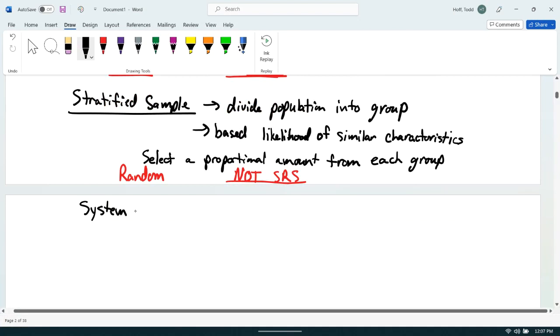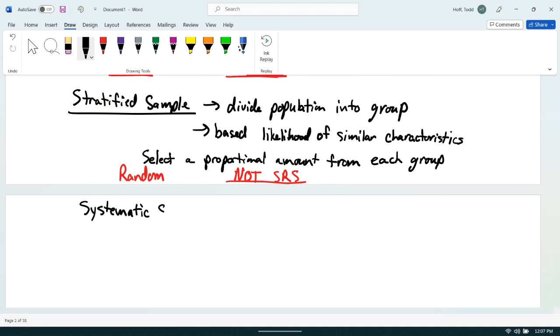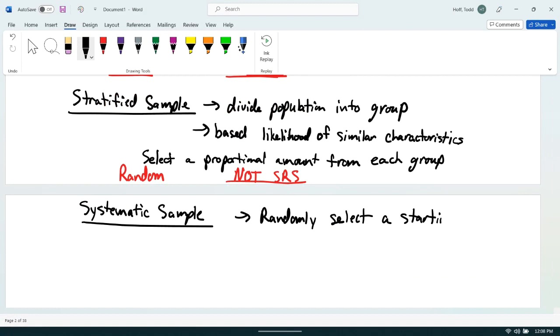Next is a systematic sample. And in a systematic sample, we randomly select a starting point. And then the system takes over from there.